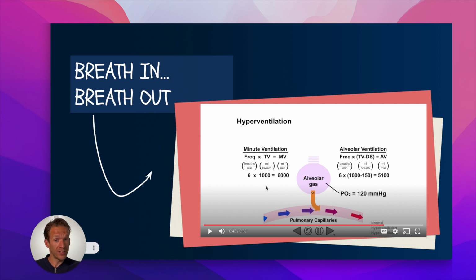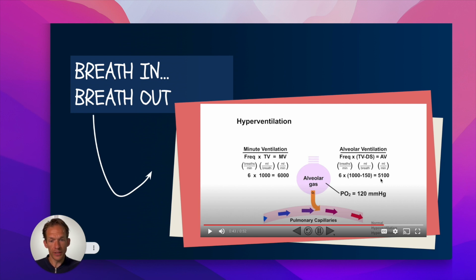Finally, let's jump to the last example. If you do the opposite in terms of your strategy, you would now take very deep breaths and that is done with only a low frequency, you could still reach the same minute ventilation of 6 liters. But here then you can see that because of the relatively small impact of the dead space, you will still be left with 5.1 liters of fresh alveolar ventilation.